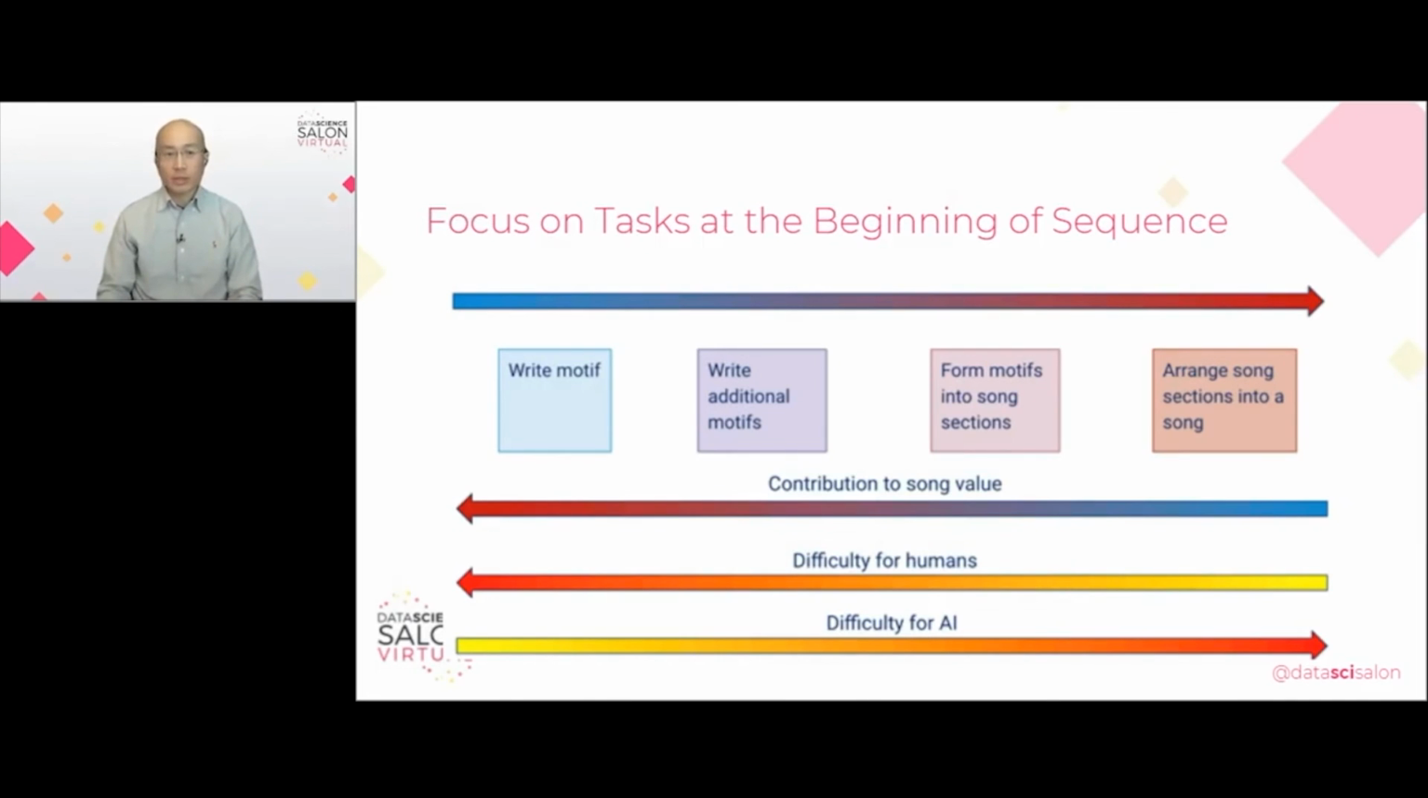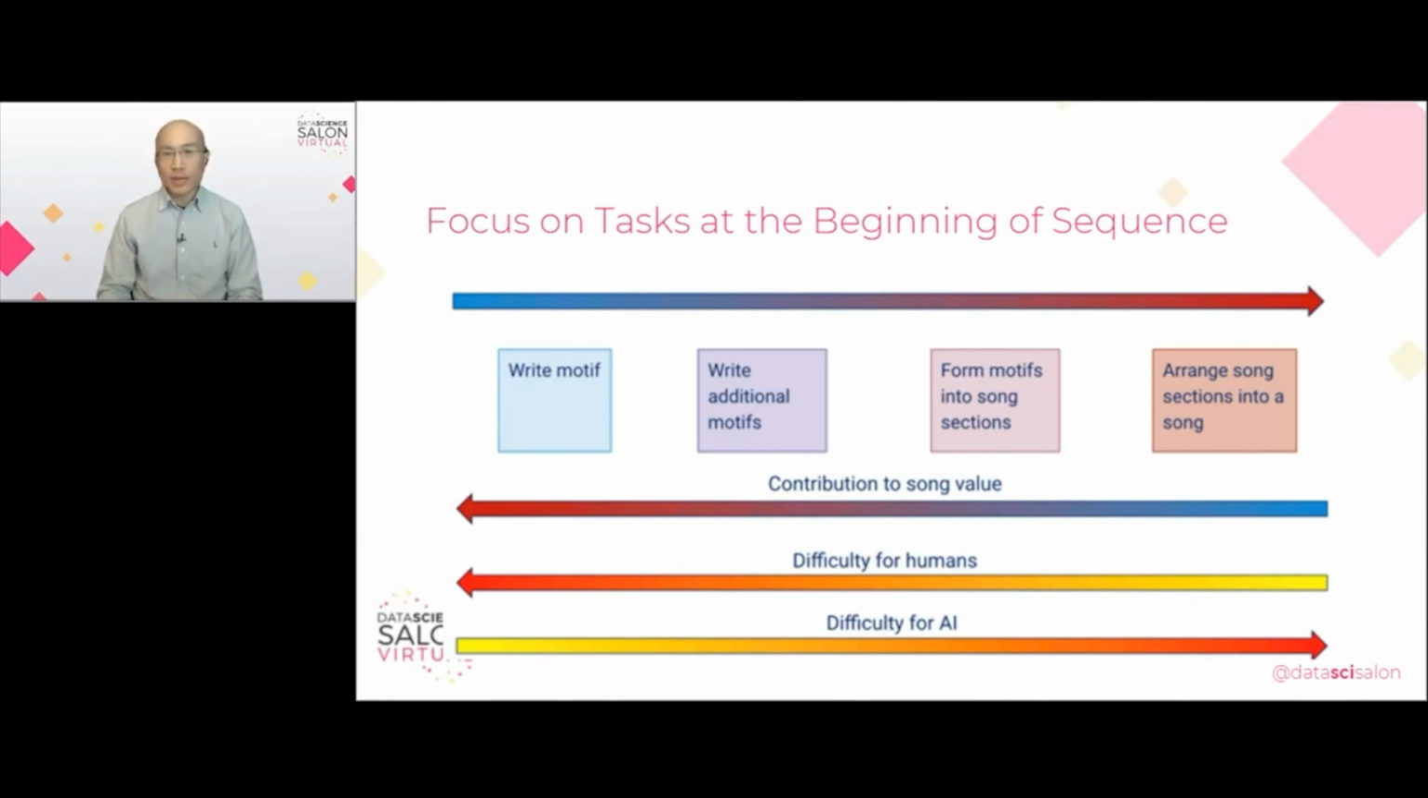Another thing that we can try to do is we can focus on building AI tools that address tasks at the beginning of the music creation sequence. So the contribution to song value for tasks at the beginning of the sequence is higher than tasks towards the end. So for example, if we're trying to form the motifs into song sections, but the motifs aren't well written, then no matter what we try to do here, the song isn't going to improve much.